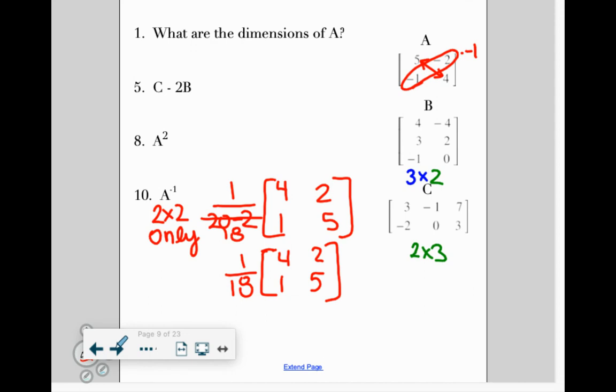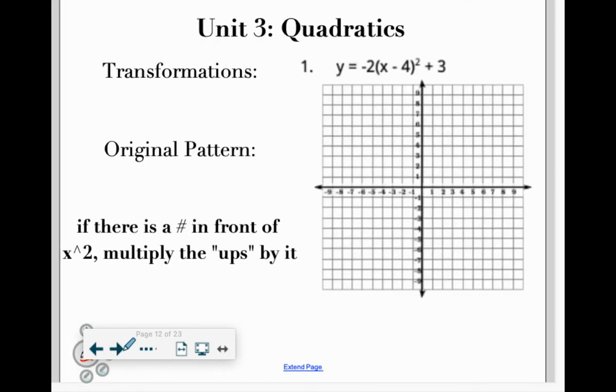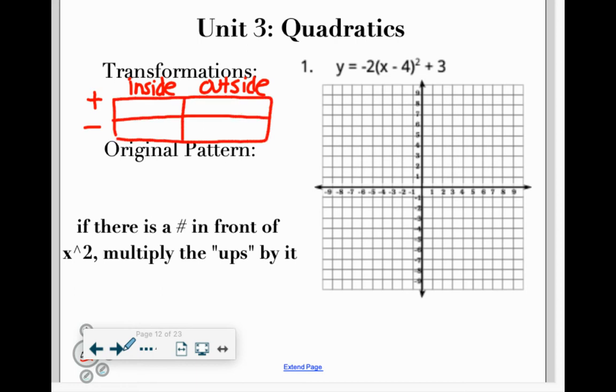All right, moving on. Unit 3. So for Unit 3, we have transformations. You're probably going to want to put this in your notes. I'm going to make a little table that says inside, outside, plus, and minus. A plus on the inside makes the graph go to the left. A minus on the inside makes it go to the right.